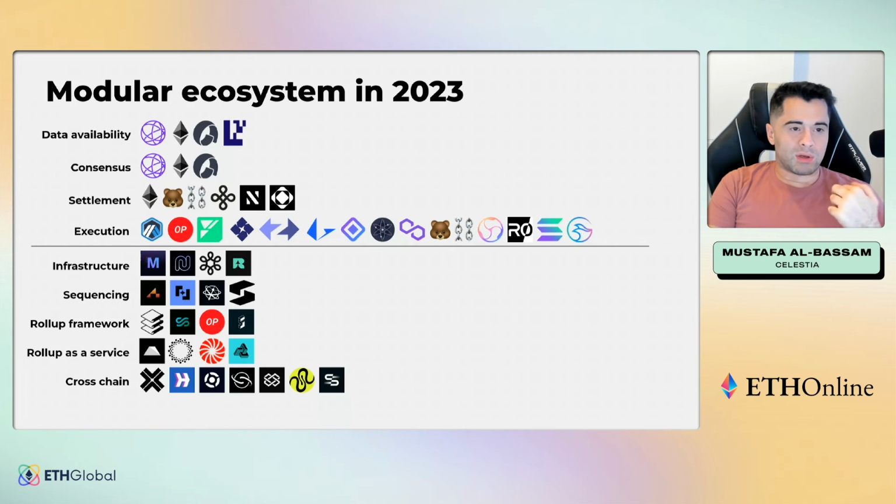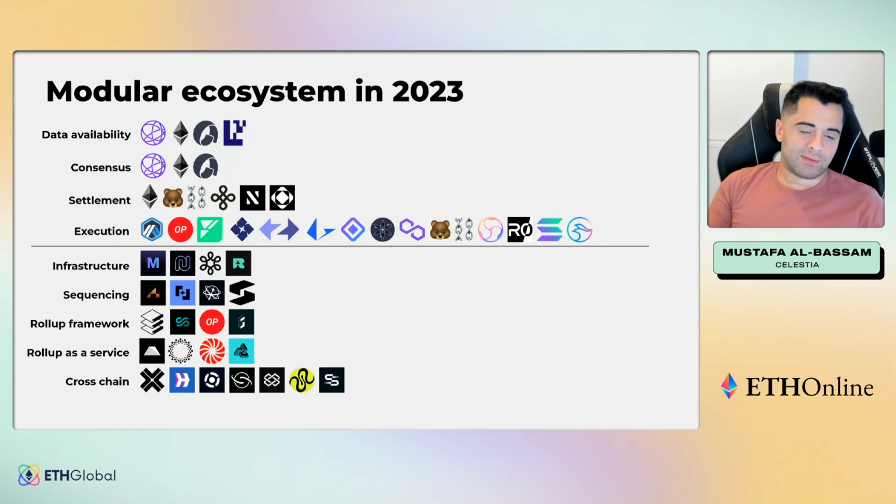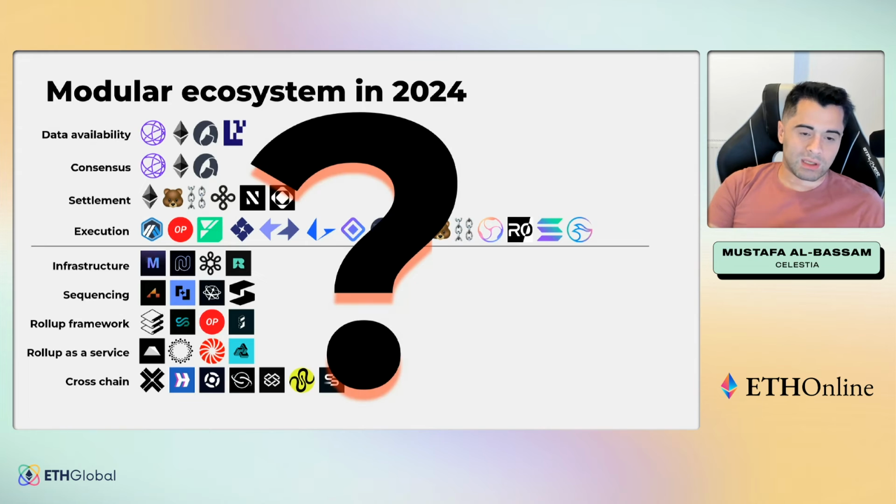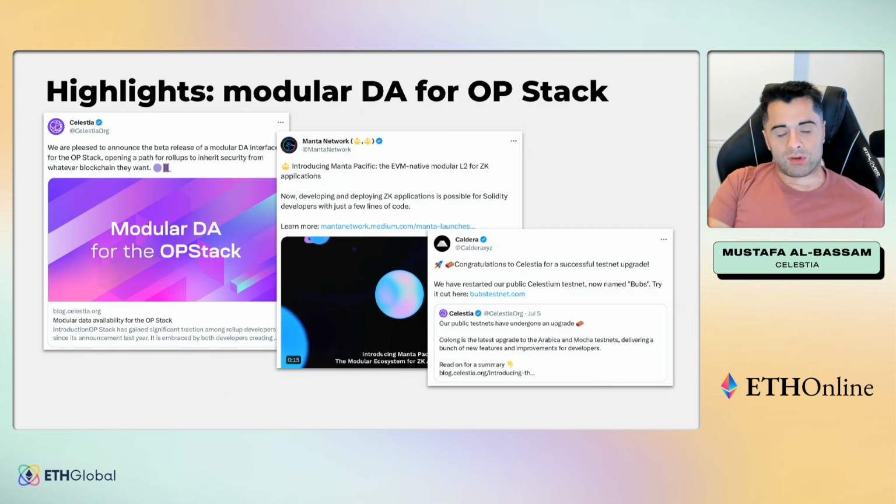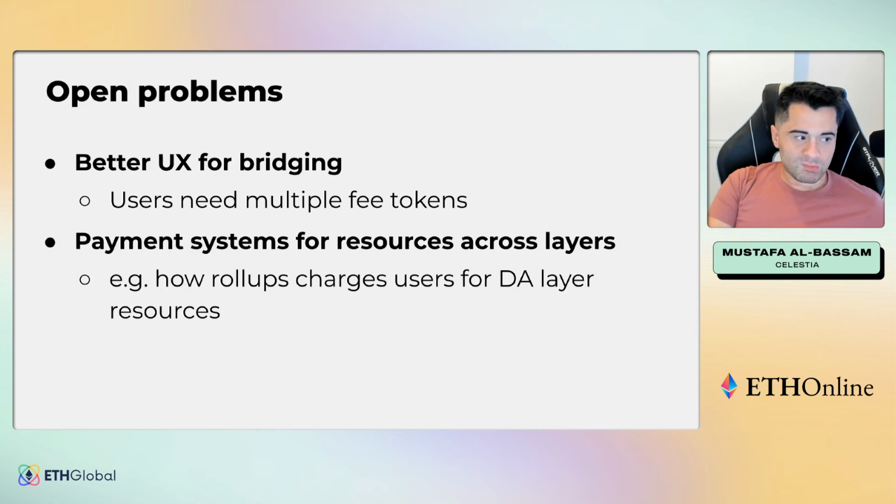So a quick overview of what the modular stack looks like today. It's a very widely growing stack. You have different projects in all different categories, including the 4 categories I mentioned, but also things like sequencer services, rollup frameworks, even rollup as a service providers. You can just go on the website, upload your code, and immediately deploy your own rollup chain in seconds. And various cross-chain bridging providers. And so who knows what the ecosystem will look like in a year's time.